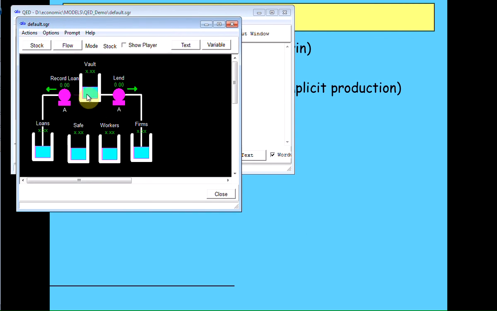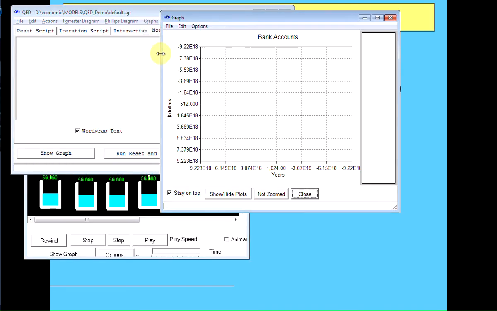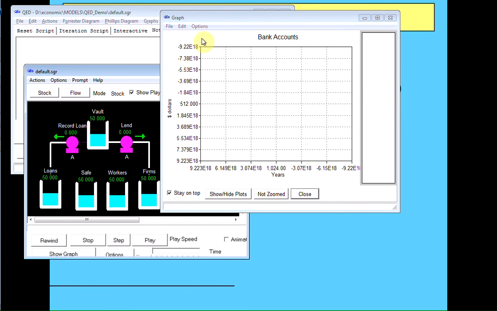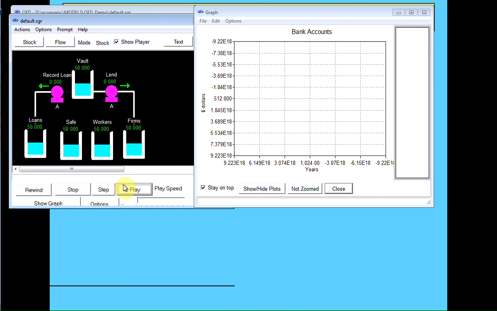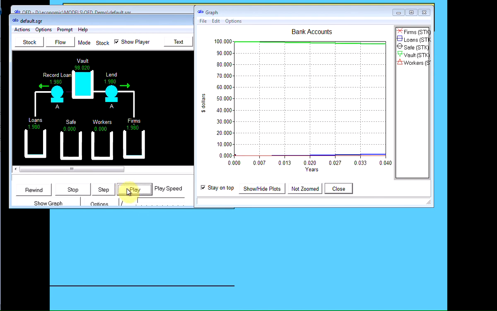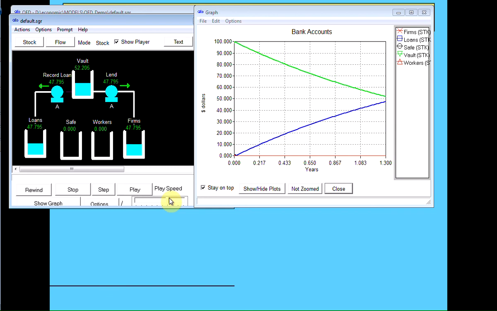And what happens is the money gets lent out of the vault and ends up in the firms, and the bank does the recording over here of the loans, and the safe and the workers aren't involved so far. So I just show this as a player and bring up a graph. And then simulate it. It does exactly that. Let's speed it up a bit. So over time, all the money is pouring out of the vault into the firm's account, and the loan account's rising at the same rate. And ultimately, all the money will end up with the firms, none of it in the vault.